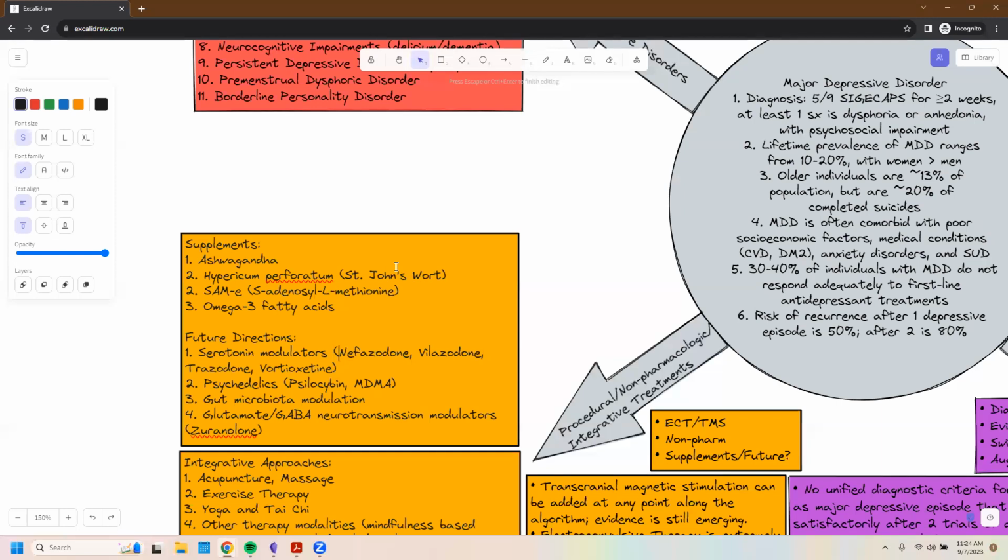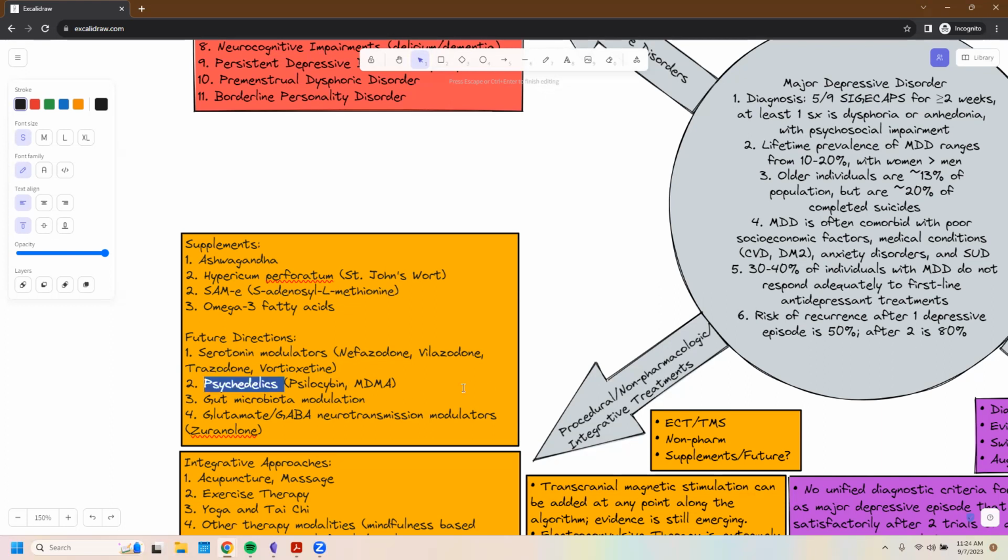And then nefazodone, vilazodone, trazodone, they're all a similar class, but they just don't have much evidence supporting their treatment in depression. But you can use trazodone as an adjunctive agent as well.